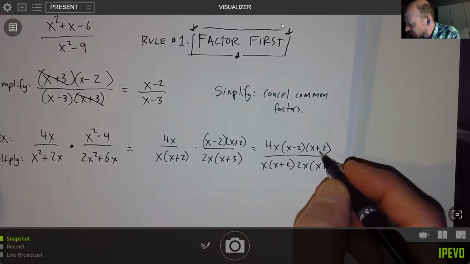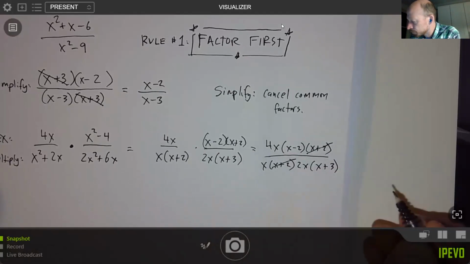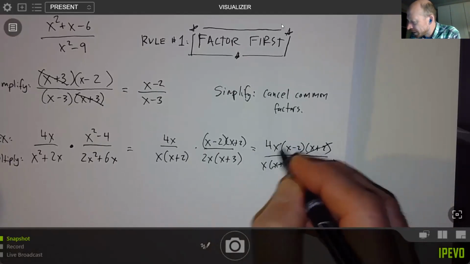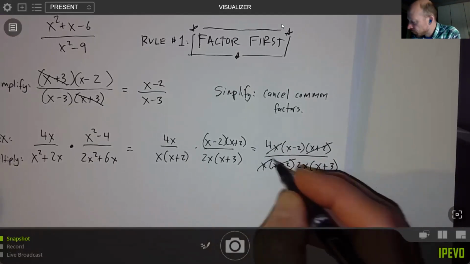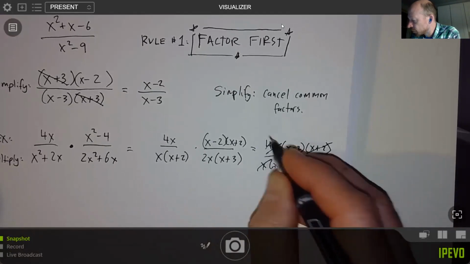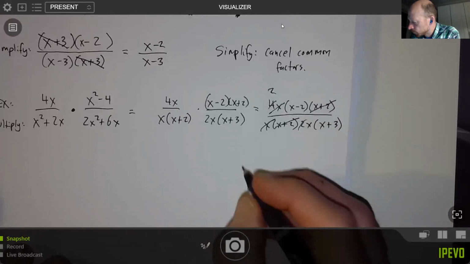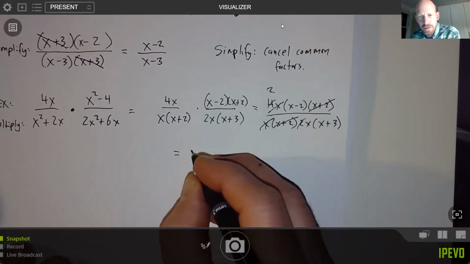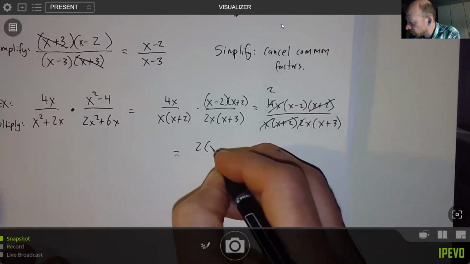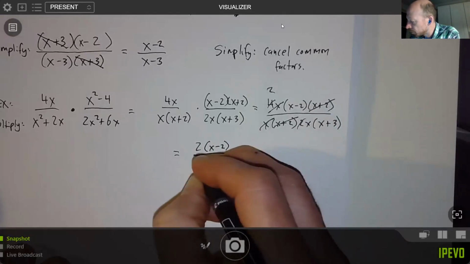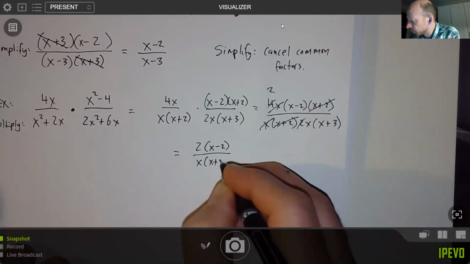So since I've written it out, I'll do it from here, but the x plus 2's cancel. One of the x's cancel, because remember that's 4 times x. And the 2 also divides there into the 4. And so if I kept track of all of my parts, I have a 2 and an x minus 2 on the top, and I have an x and an x plus 3 on the bottom.